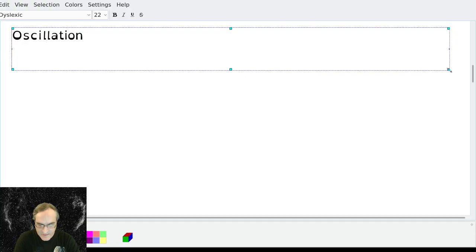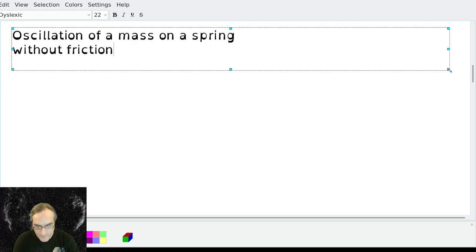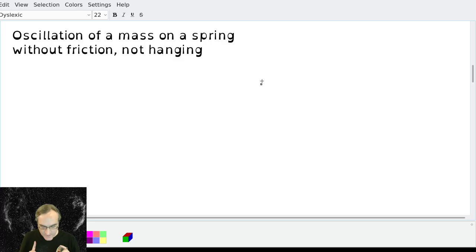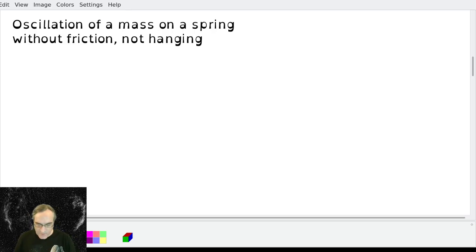The first thing we're looking at is the oscillation of a mass on a spring. Now we're going to do this without friction and not hanging vertically for right now, although at the end of this section I will hopefully remember to tell you something special about if it is hanging vertically.